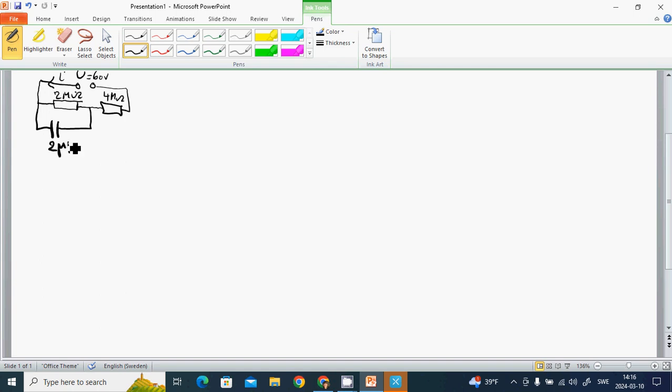Okay, we have this circuit with R1, R2, and C. What is U1? When we connect the source, it is at this voltage at the moment. And what is I2? It is I here and goes here. How much is it?